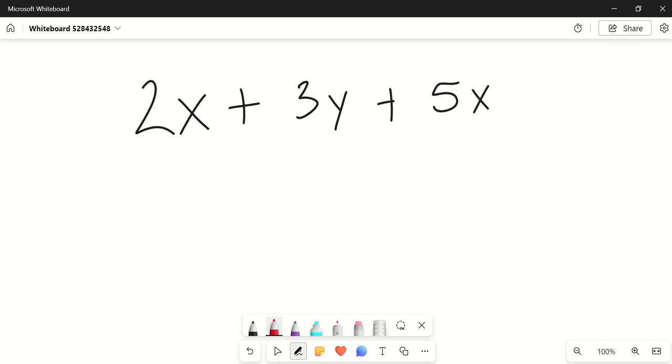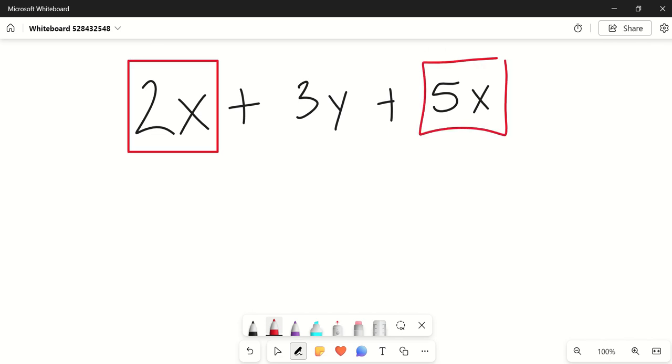Who can give me the definition of like terms? Remember, you want to earn your participation. What's the definition of like terms? Terms that have the same variable are like terms. So 2x and 5x are like terms. 3y does not have a like term here, does it?